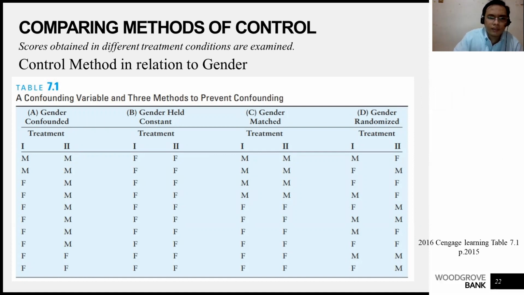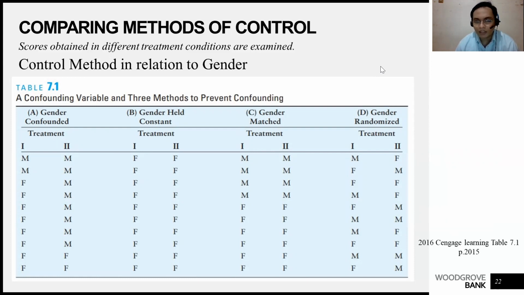Here are the different methods to prevent confounding. It focused on gender. So letter A, gender confounded. If you can see the table, the separation or the allotment of gender is systematic, or you can see a pattern. So in order to eliminate that, we have the constant. You decided to have all female respondents, or on the other way around, you have all male respondents.